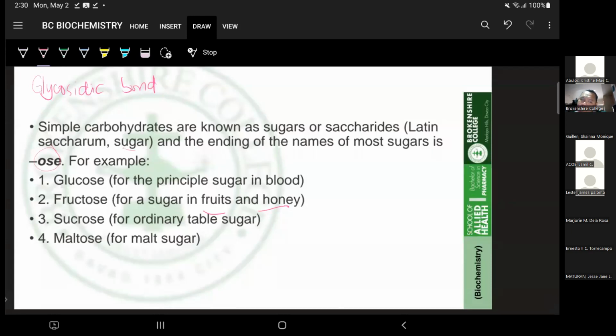How is your glucose being synthesized, no? Or rather, breakdown. How are these sugars being broken down? We're talking about glycosidic bond for linkage between one monosaccharide to another. The process of breakdown of your glucose is, of course, through the process of glycolysis. So when we get to your finals, we will be discussing the different metabolic processes of your sugar, lipids, and among others. Okay.